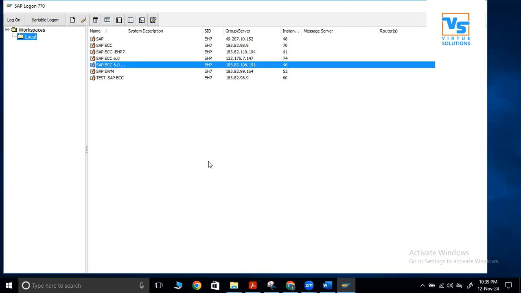Okay, functional means it can be finance, materials management, production planning, plant maintenance, sales and distribution, human resources, quality management, inventory management, travel management. There are multiple modules, multiple areas. The moment I say modules, it just means area.